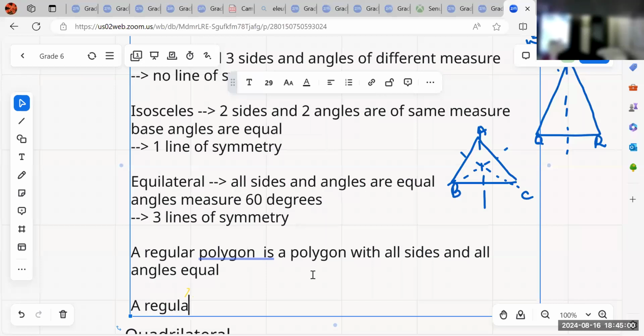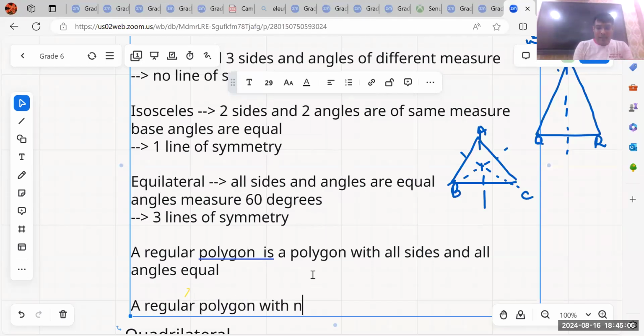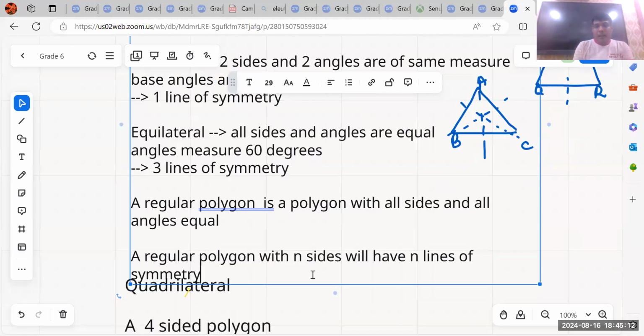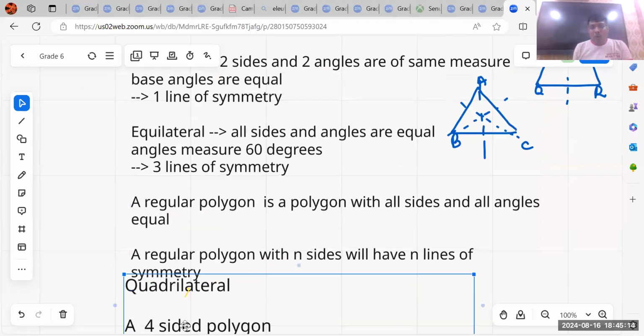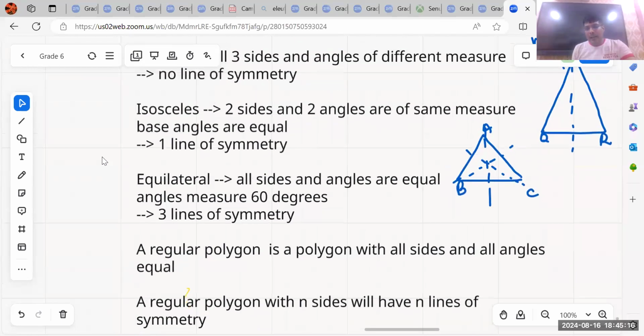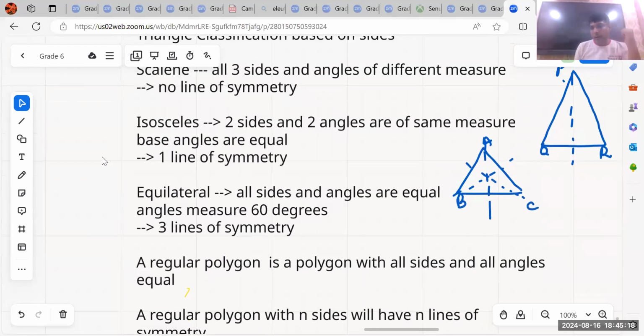Now a regular polygon with n sides will have n lines of symmetry. What does this mean? Suppose a four-sided regular polygon is a square. It will have 4 lines of symmetry. A five-sided regular polygon is a regular pentagon. It will have 5 lines of symmetry. A six-sided regular polygon is a regular hexagon. It will have 6 lines of symmetry. Any doubts? Please ask.